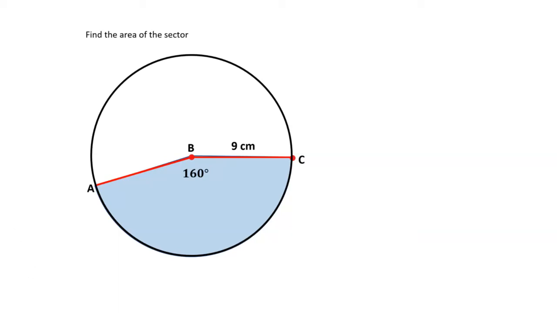This is Mr. Rode. This is Geometry Part B. This is Lesson 8, and we're going to look at how to find the area of a sector. Now, remember that a sector is a portion of a circle.